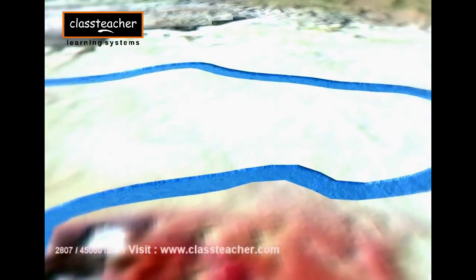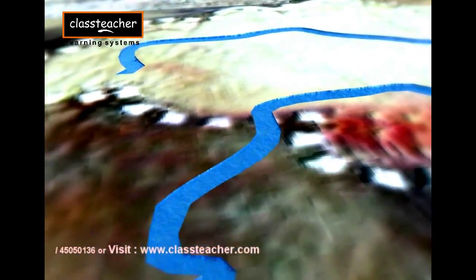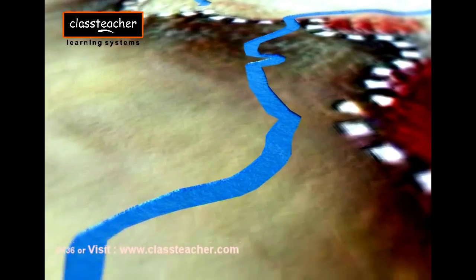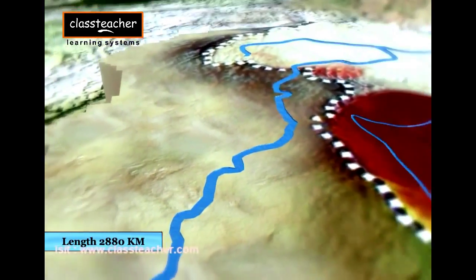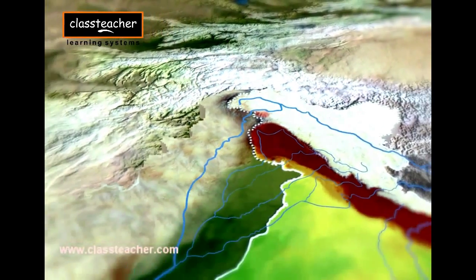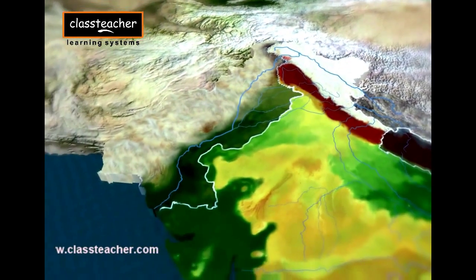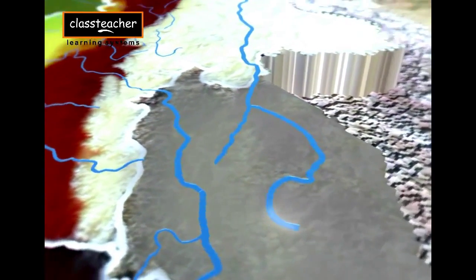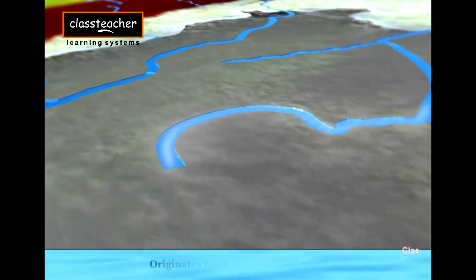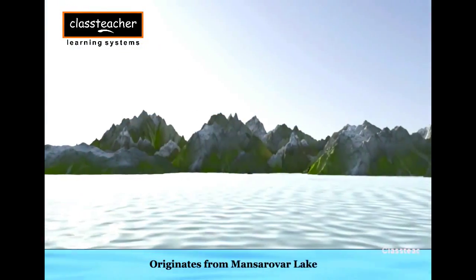The Indus river system. It is one of the largest river basins of the world, covering a length of 2,880 kilometers, of which 1,114 kilometers lies in India. It is also known as Sindhu. It originates from a glacier in Kailasa mountain near Mansarovar Lake in the Tibet Plateau.